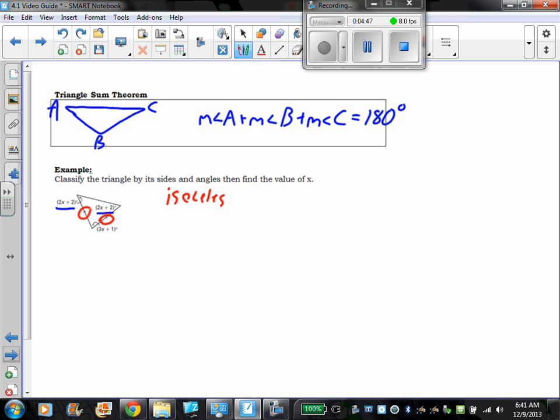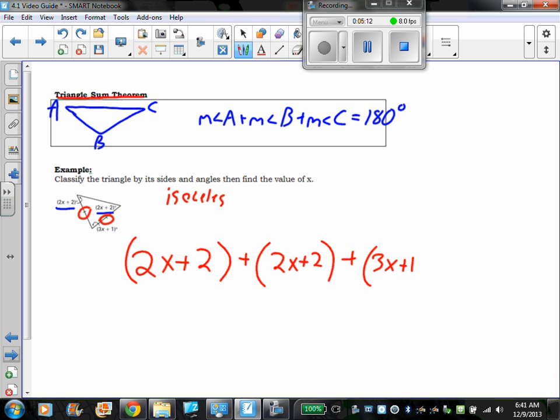And the way we're going to do that is by using this triangle sum theorem that we have. So what we're going to do is take our 3 angles, and since we know they have to add up to 180 degrees, we're going to set them equal to 180. So we're going to have 2x plus 2, that's our first angle, plus 2x plus 2, plus 3x plus 1 equals 180. And really the parentheses are just there so you see where the numbers are coming from.